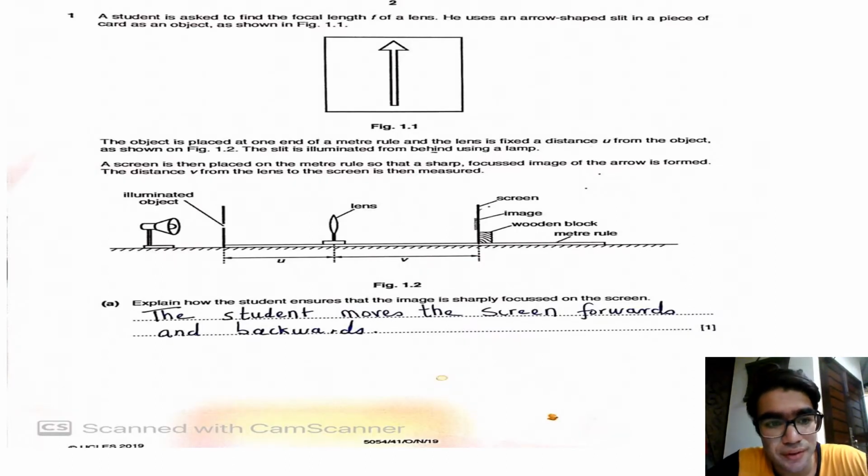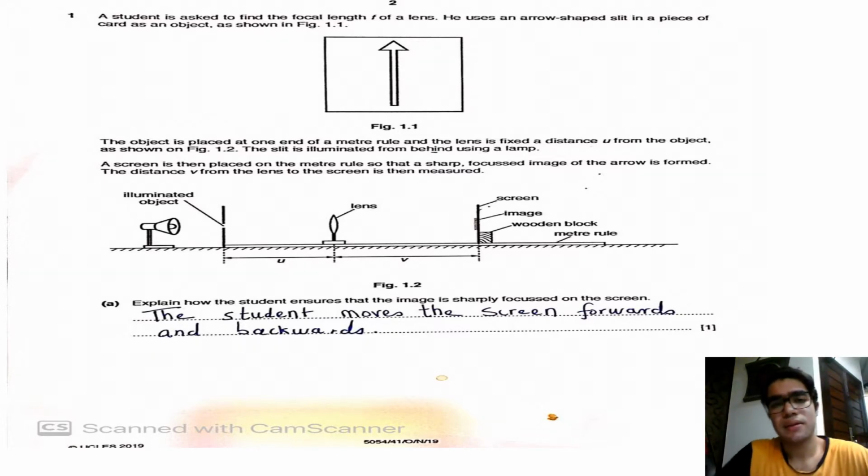So, guys, the first question is: a student is asked to find the focal length f of a lens. He uses an arrow-shaped slit in a piece of card as an object, as shown in Figure 1.1. The object is placed at one end of a meter rule, and the lens is fixed a distance u from the object, as shown in Figure 1.2. The slit is illuminated from behind using a lamp. A screen is then placed on the meter rule so that a sharp focused image of the arrow is formed. The distance v from the lens to the screen is then measured. So the question is: explain how the student ensures that the image is sharply focused on the screen.